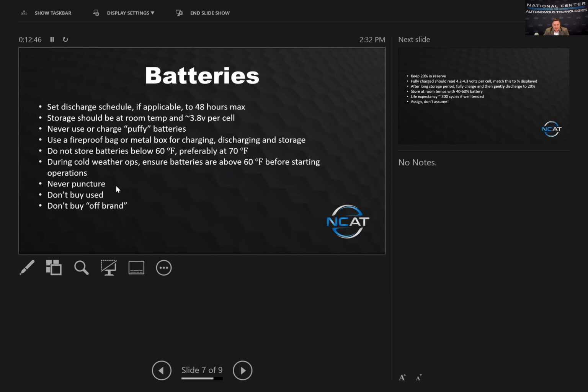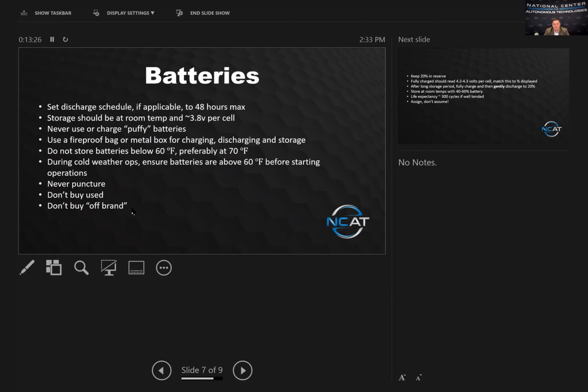Never puncture your battery. That goes for LiPo batteries all around. You want to really hesitate buying used batteries because, at least from what I've seen, not everybody takes care of their batteries the way they should. And it's really hard sometimes to determine life. There are some apps out there where you can take a look at the number of cycles that have been on the batteries. But that really doesn't tell you much as far as how hard they were used, or were they stored for 6 months below the recommended charge and then just topped back off. So there's a lot of questions when you buy used batteries or off-brand batteries.